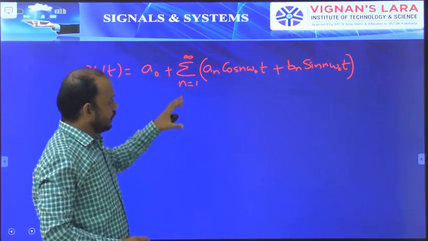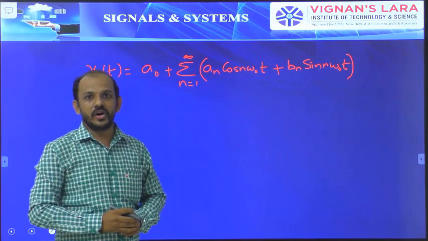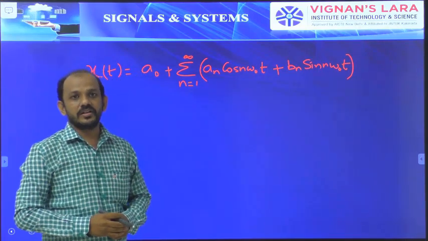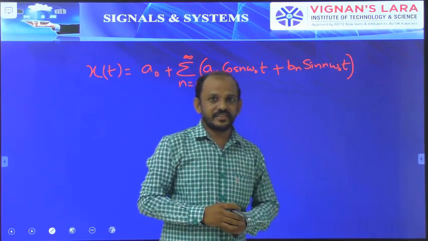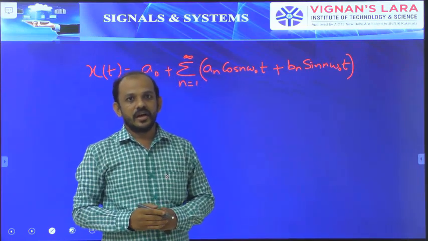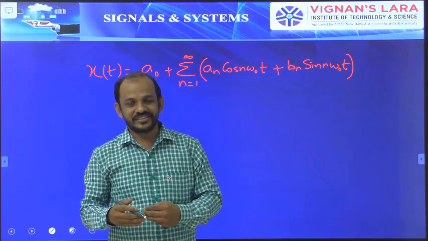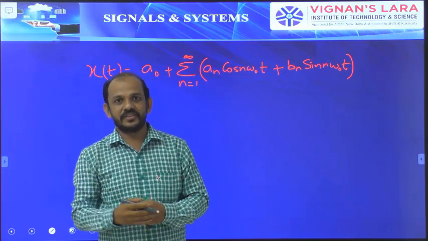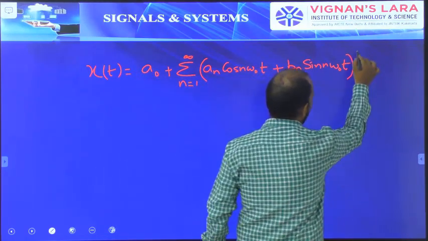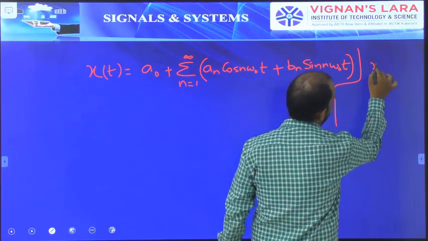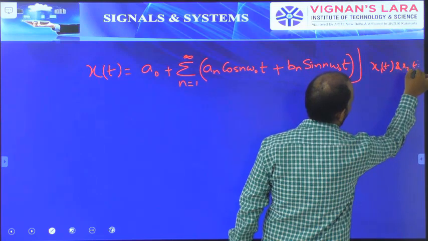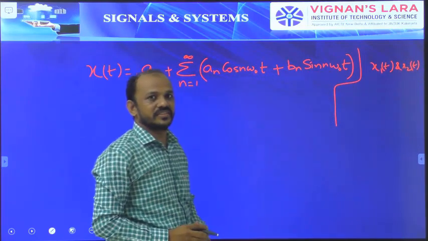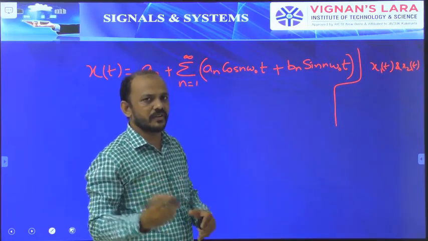To find out these values, I will use the orthogonality condition, or simply the first analogy between vectors and signals. In that, I explained one thing: how can you represent one signal in terms of another signal? If there are two signals x1 of t and x2 of t, how can you represent one signal in terms of another signal, or one function in terms of another function?